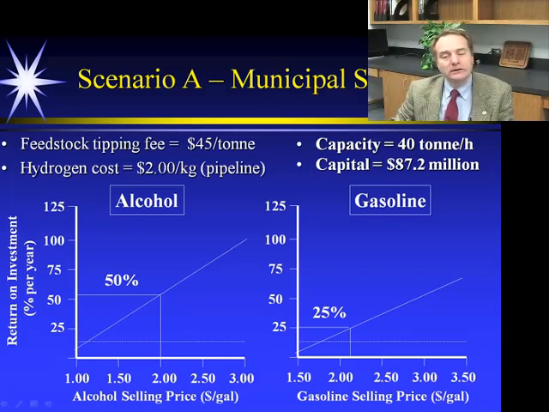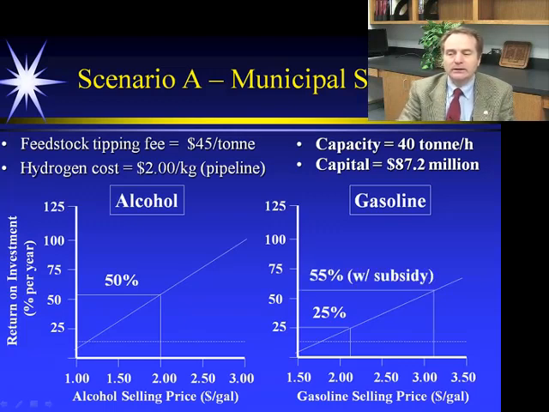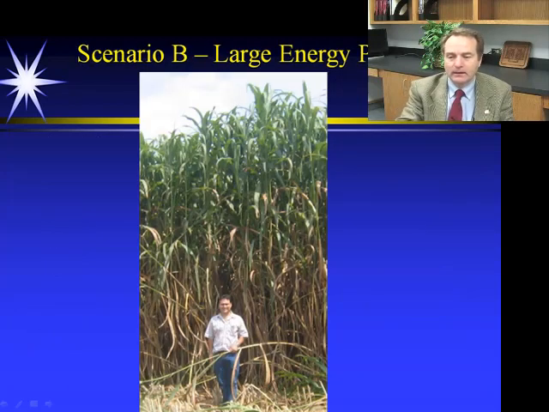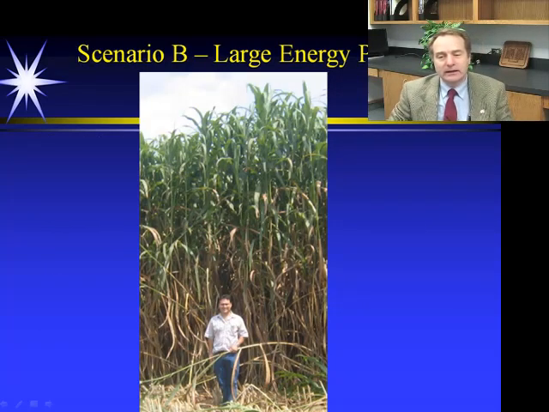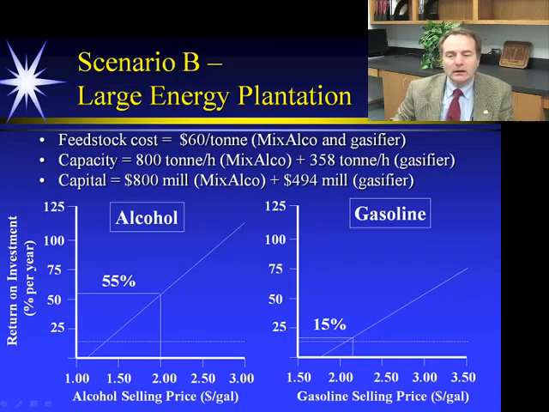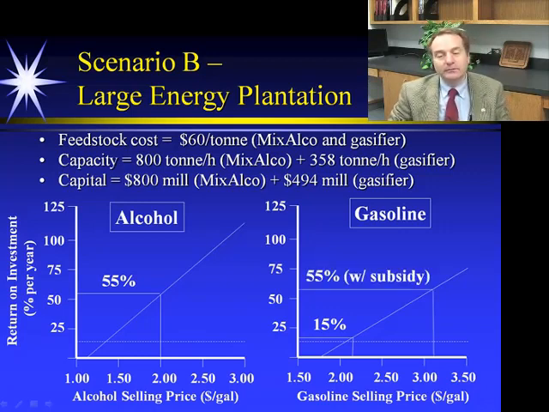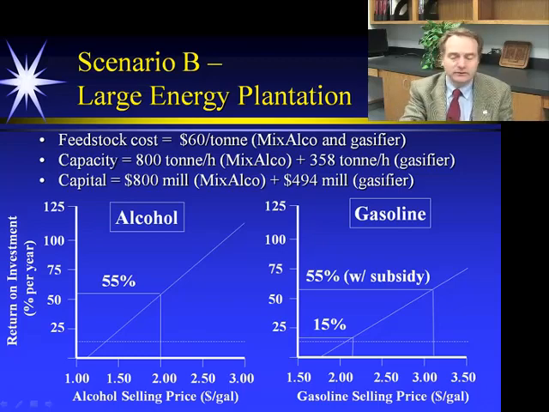Now the reason alcohol is more profitable than gasoline is alcohol enjoys a subsidy from the federal government, but if there's also a subsidy available for biogasoline, so if we collect that subsidy, we'd make about a 55% return on investment. So both of these are very attractive scenarios. What about growing our biomass using energy plantations? The return on investment is very similar. In the case of alcohol, it's about a 55% return on investment. In the case of gasoline, about a 15% return on investment. And if we have the subsidy for the biogasoline, again, it's about a 55%. So it's a very profitable thing to do when oil is $70 a barrel.